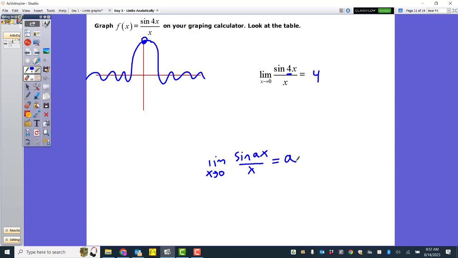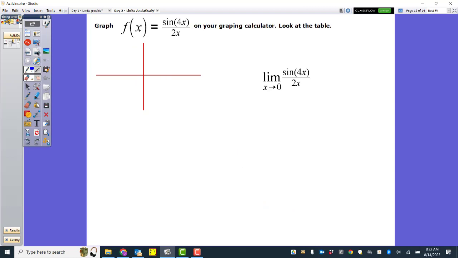Now, we have a few other things we can garner from this. We can also say that the limit as x approaches 0 of sine ax over ax is equal to 1. All right, let's look at the next one. So now we have sine of 4x over 2x. I want you to graph this one. All right, so you should notice on your calculator when you graph this one that this is at 2.